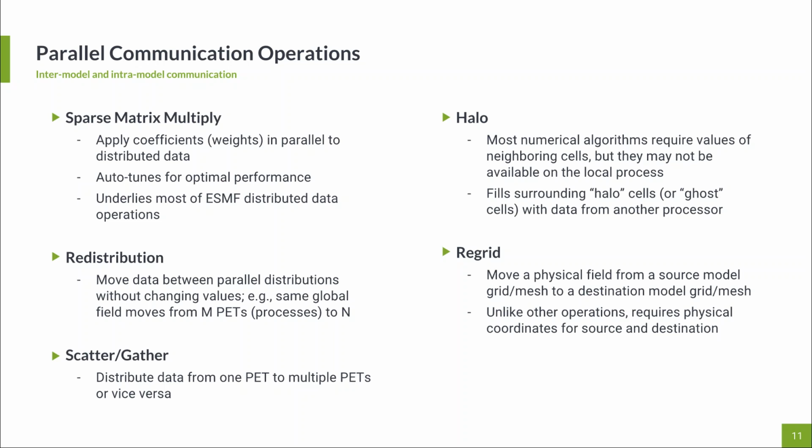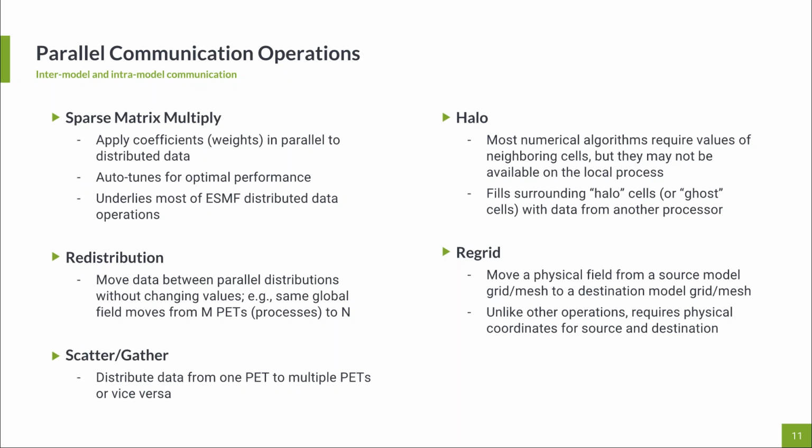And so the other operations, most of them can be defined as a sparse matrix multiply. The redistribution is essentially changing parallel distributions, but it's not changing any of the values. There's no interpolation involved here. So for example, you could take a field that's distributed in one way on M PETs and distribute it in a different way on N PETs, and ESMF would make sure the field is reassembled correctly on the other side. Scatter and gather, again, are a special case of that, where you're either coming from or going to one PET.